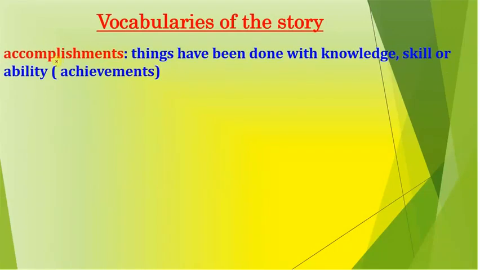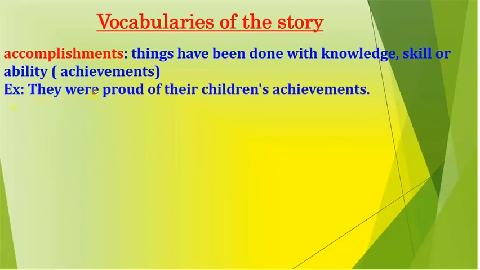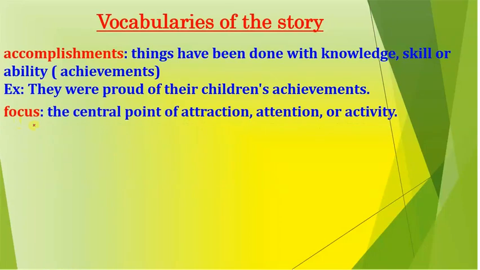Let's study the vocab of our story. The first word is accomplishment. Accomplishments means things that have been done with knowledge, skill, or ability. And it has another meaning, achievement. Example: they were proud of their children's achievements. It means the parents were proud of their children's actions or the things that they could do.